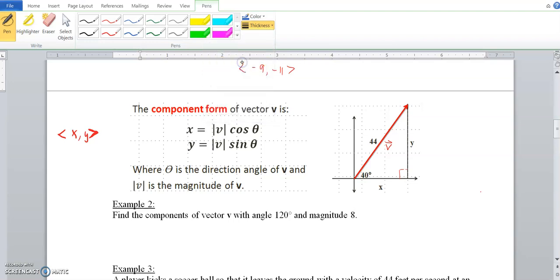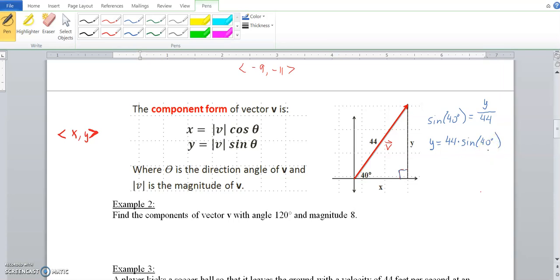So we take 44 and we want to break it into the x and y components. To do that, we look at sine of 40 degrees. That's our angle, and because we've created this right triangle, sine of 40 degrees is equal to the y component over 44. To find how much of the 44 is applied in the y direction, we multiply both sides by 44, and y is equal to 44 times sine of 40 degrees.